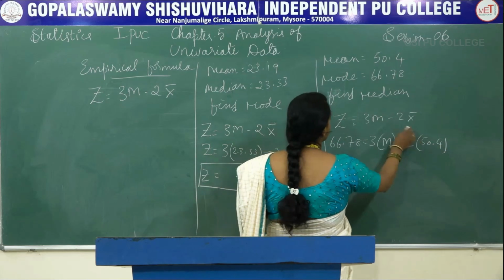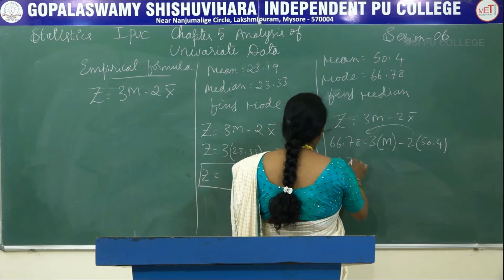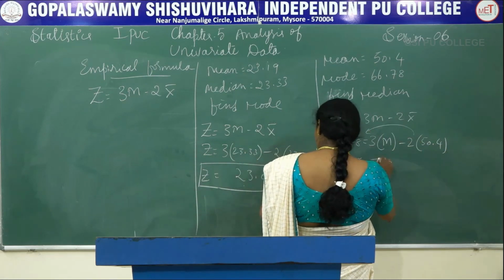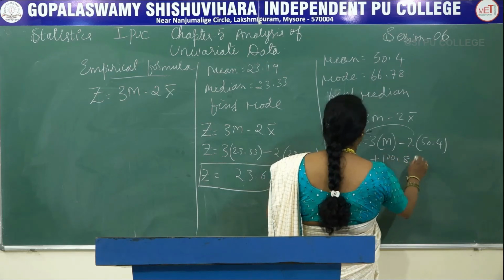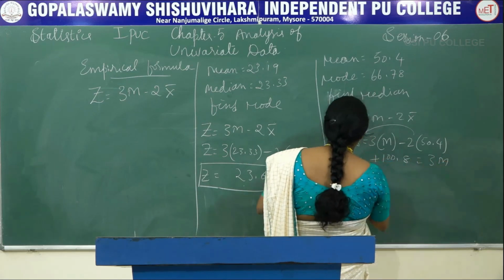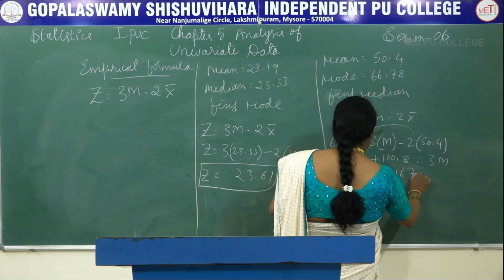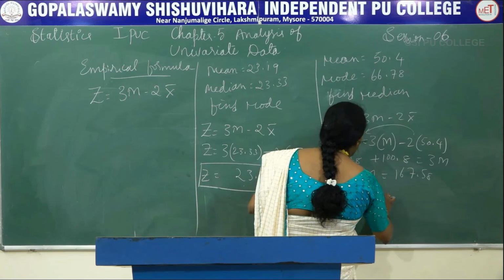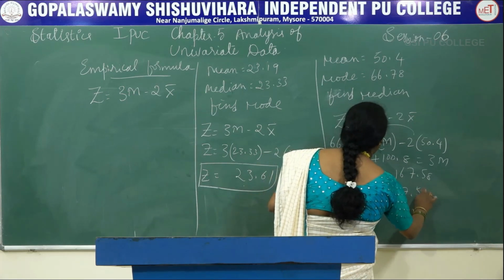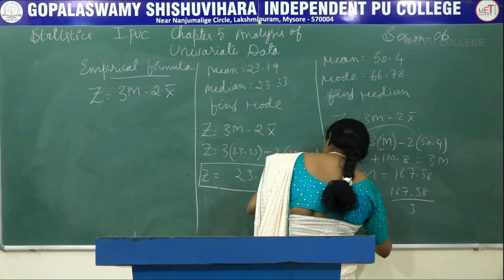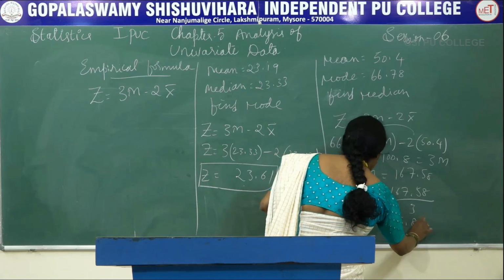So I'll shift this to this side. 66.78 plus 100.8 is equal to 3 median. 3 median is equal to 167.58. Median is equal to 167.58 divided by 3. So median is 55.86.